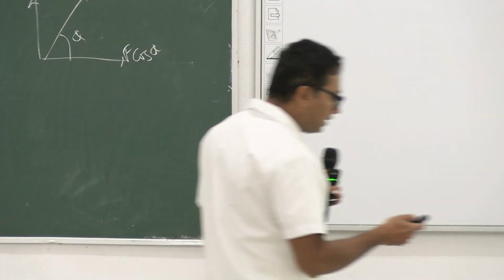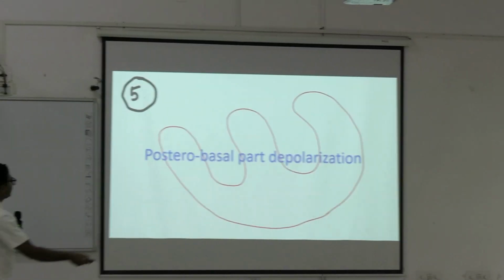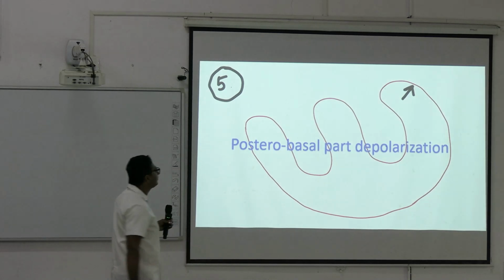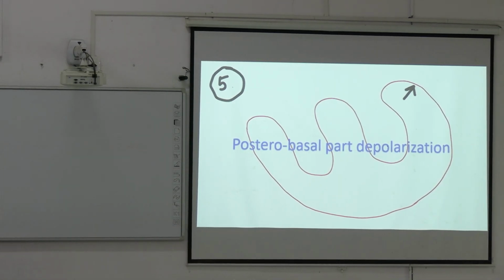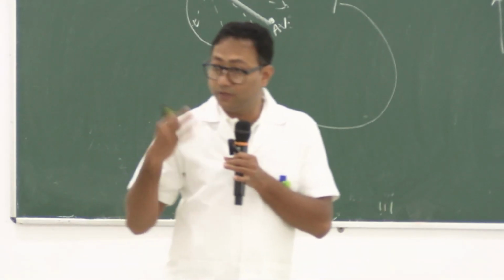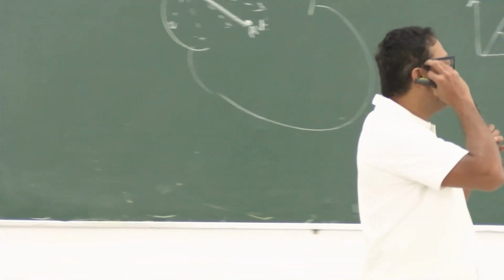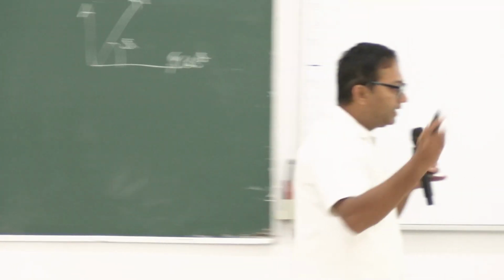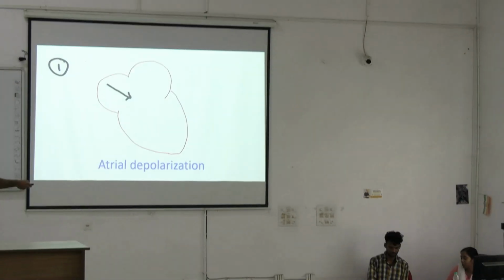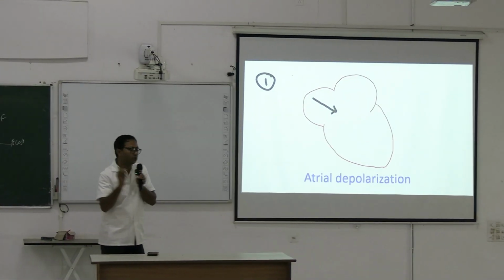Okay? Now come to the final vector, the fifth vector, which is the depolarization of the posterobasal part of the heart, and see the direction. Depolarization of the posterobasal part of the heart. Now you need to practice drawing these vectors, and secondly, let's see all the vectors all together and complete a cardiac cycle. Not complete a cardiac cycle, we are completing the systole part at least.